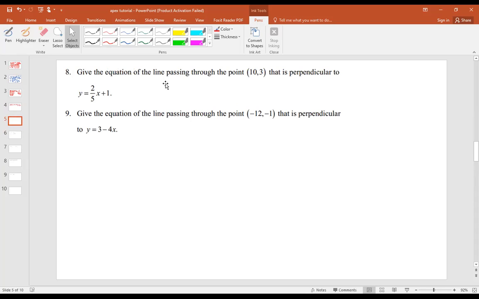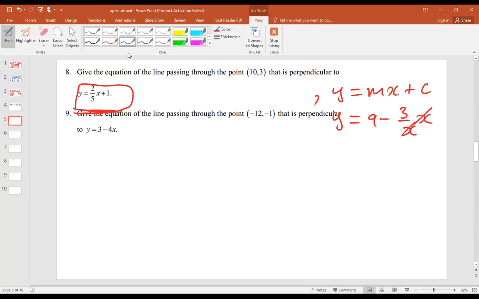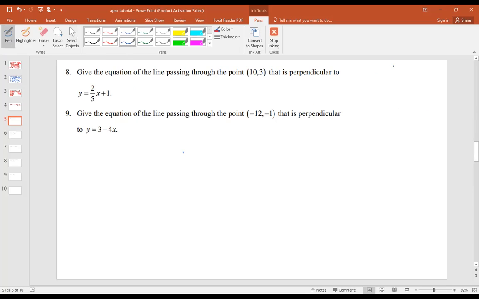Okay, so let's look at perpendicular lines. For parallel lines, we said the gradient is always the same. So if this is m1 and this is m2, we say m1 is equal to m2 for two parallel lines. When you say two lines are perpendicular, it means that these two lines meet at 90 degrees.